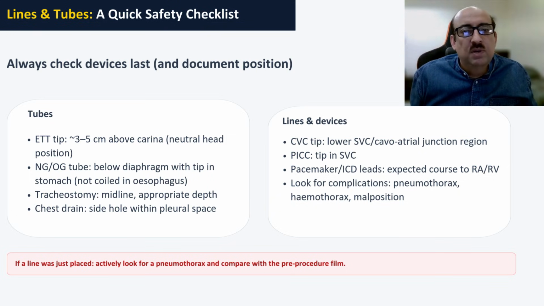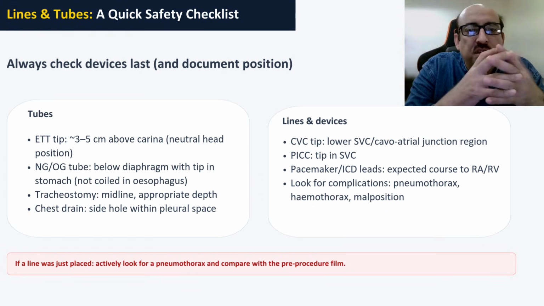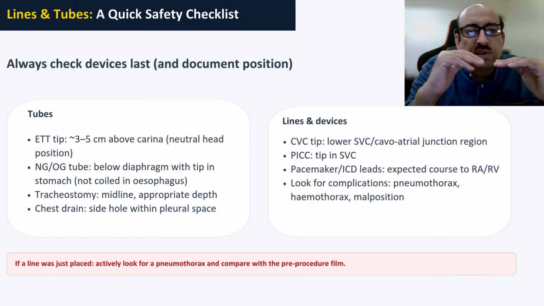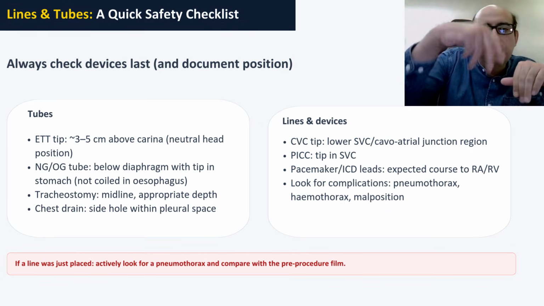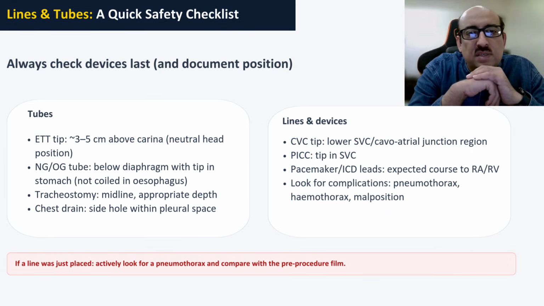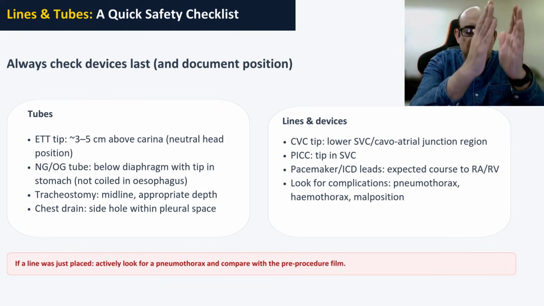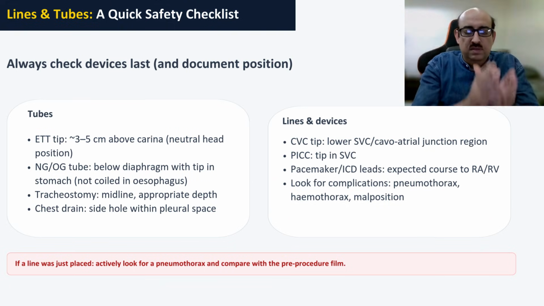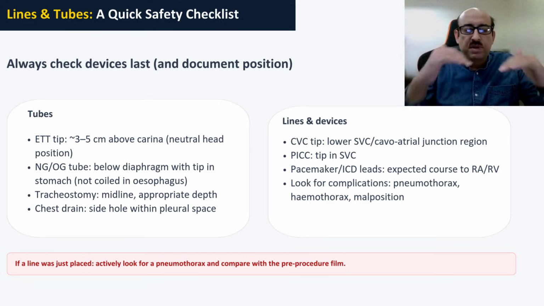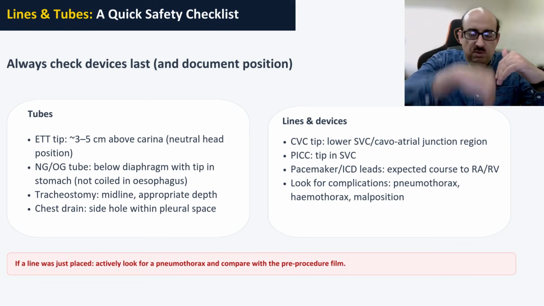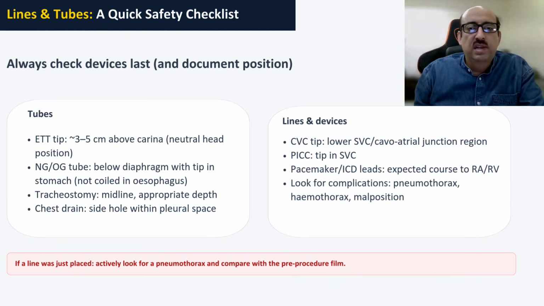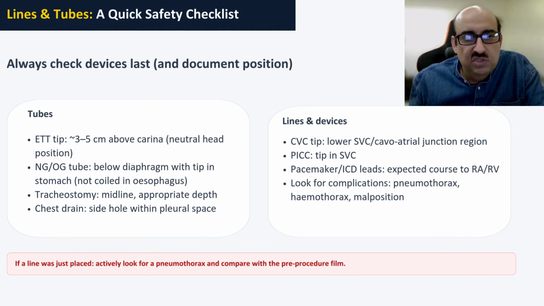Just a quick word about lines and tubes. In terms of tubes, the endotracheal tube (ETT) tip should be just 3 to 5 centimeters above the carina where the trachea bifurcates, especially if it's a neutral head position. The NG tube should be tracked along the middle of the spinal shadow up to the diaphragmatic crura, and it should be tracked below the crura towards the left side, towards the gastric bubble.